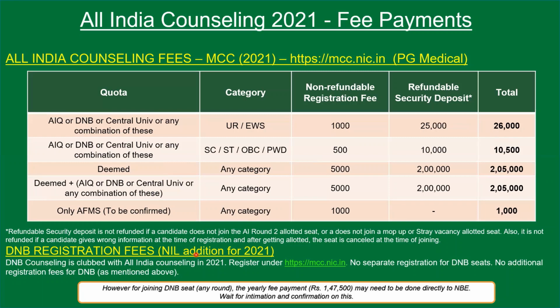When you join a DNB seat, the yearly fee payment of 1,47,000, which is the same for any institute, government or private institute, needs to be done directly to NBE. This is the usual process. We expect it to be the same this year, and we'll wait for intimation and confirmation, but you will pay the entire amount to NBE when you join a DNB seat. The amount is 1,47,500 for any institute that you join.